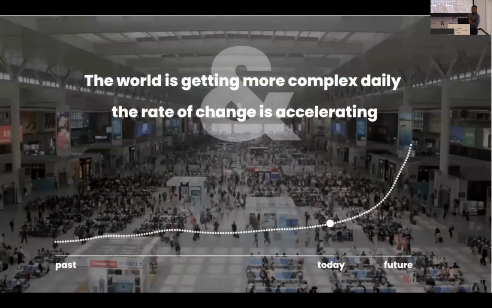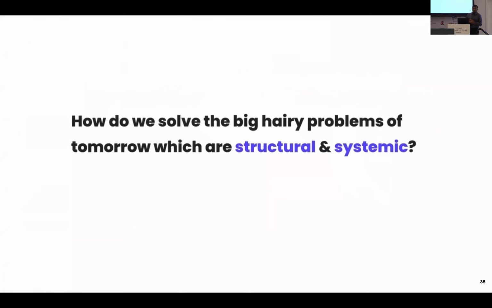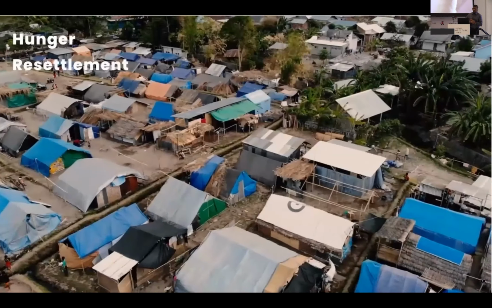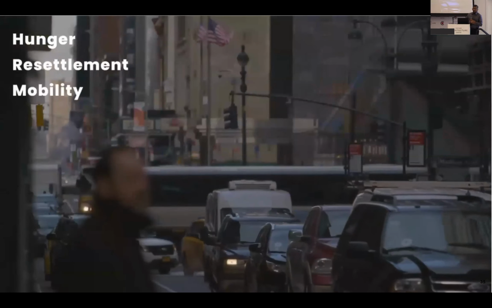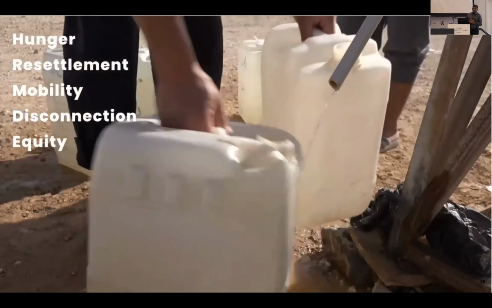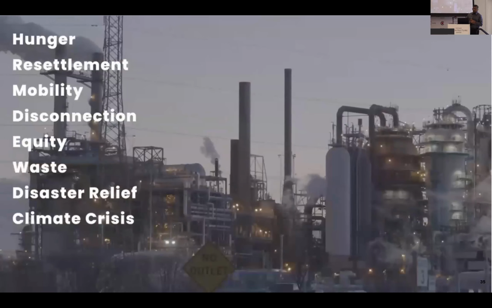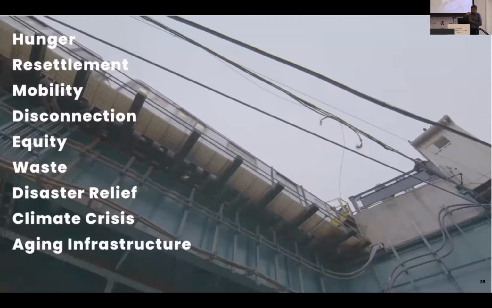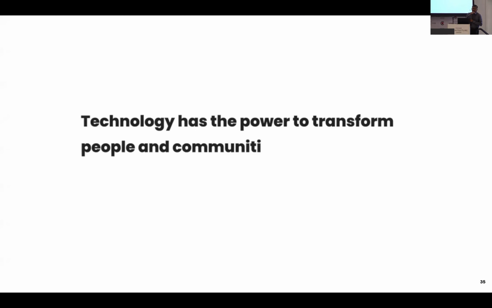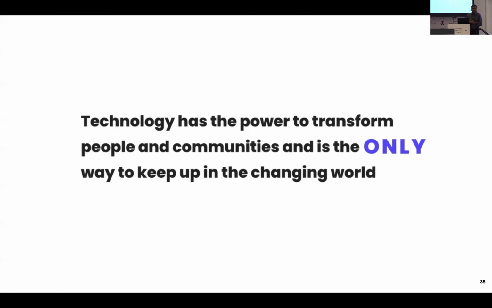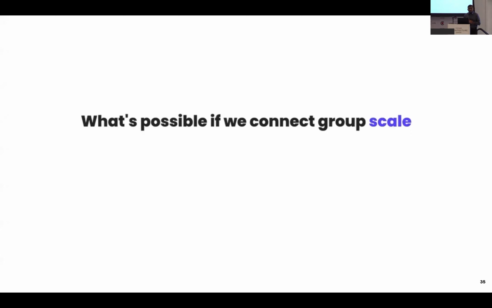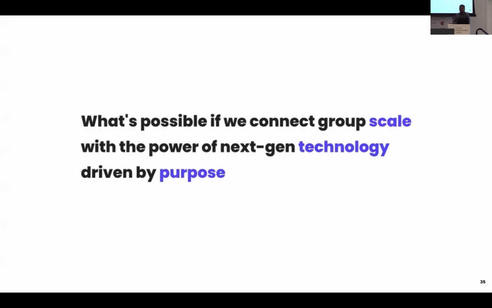The world is getting more complex every day. The rate of change is accelerating. How do we solve big, hairy problems that are structural and systemic at the same time? All these big systemic problems that require a true collaborative effort to do this. And we believe, as technologists, we believe that technology has the power to transform and is really the only way to do this at scale. There's not a whole lot of other ways to do this properly outside of technology.